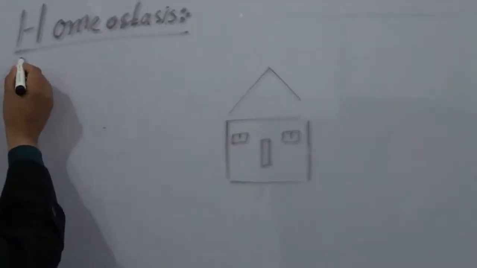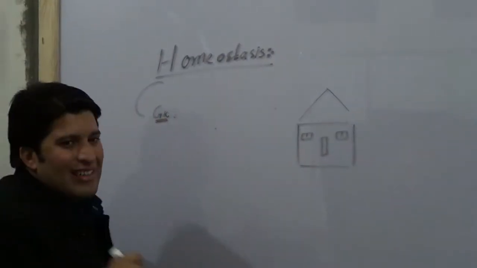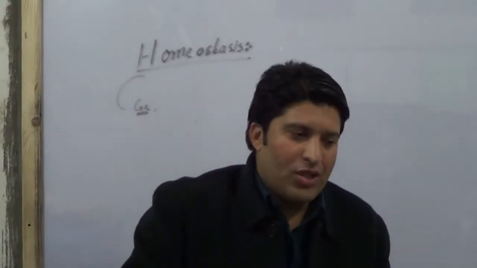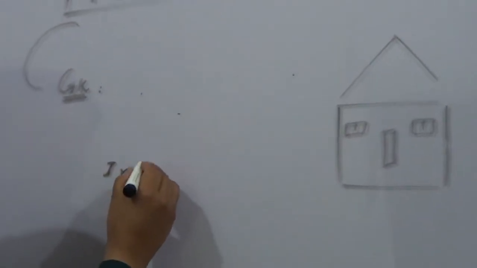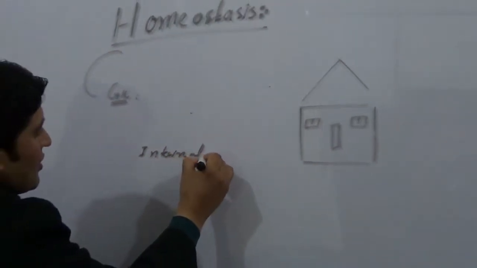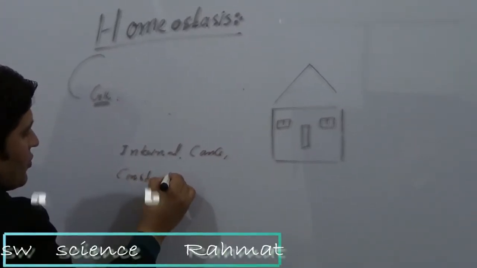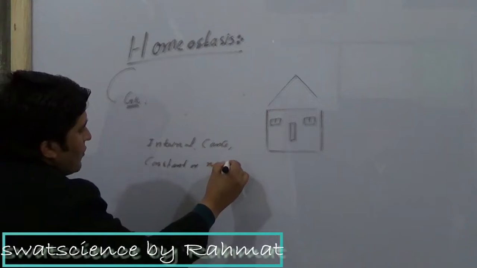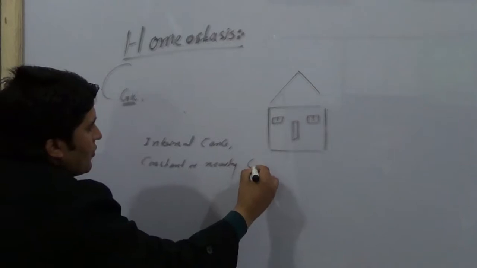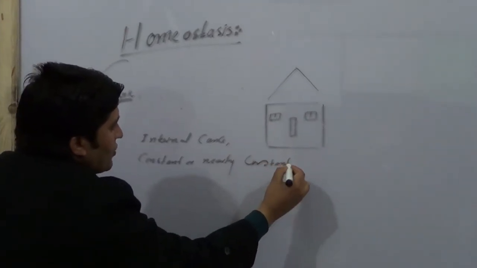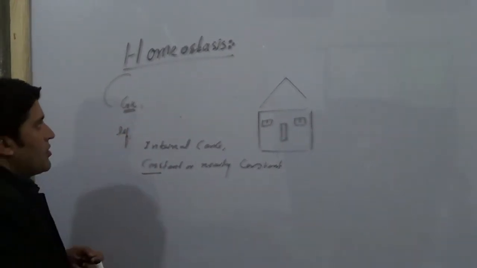Actually, homeostasis is a Greek word which means like standing. Homeostasis may be defined as maintaining internal concentration constant, or nearly constant. That is called homeostasis. That's the definition of homeostasis.